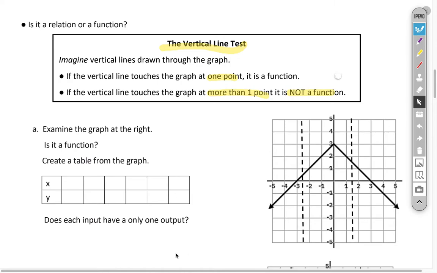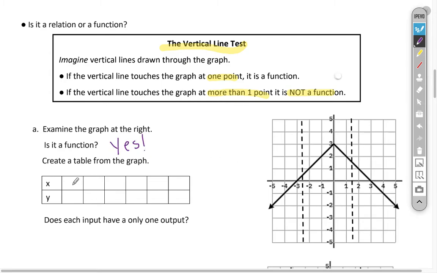So let's look at it. It says, is it a function? Well, imagine taking your pencil and taking it vertically across the paper, right? That means up and down. Do we have any points that touch the lines? So imagine this being our vertical line. Do we have any point where this touches more than one spot on the graph? No, we don't. The lines are only touching one point at a time. So this is a function.